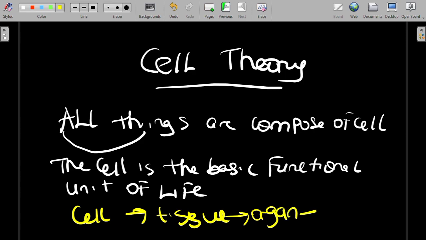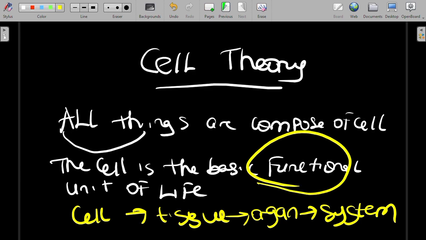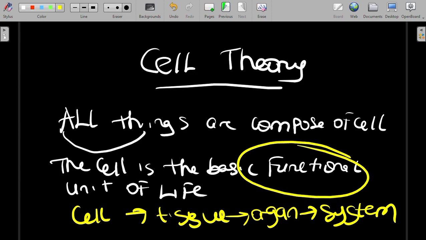A collection of organs forms a system. A collection of systems now performs the body's function. Look at the function we're talking about. So when I collect similar cells, we form tissues. When I collect similar tissues, we form organ. And when I collect similar organs, we form system. This system performs the body's function. That is the second law of the cell theory.